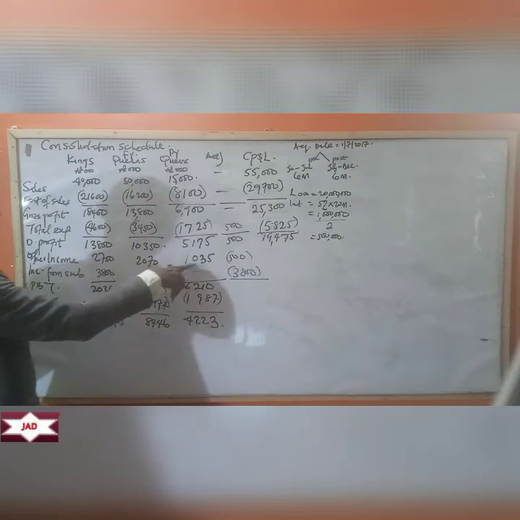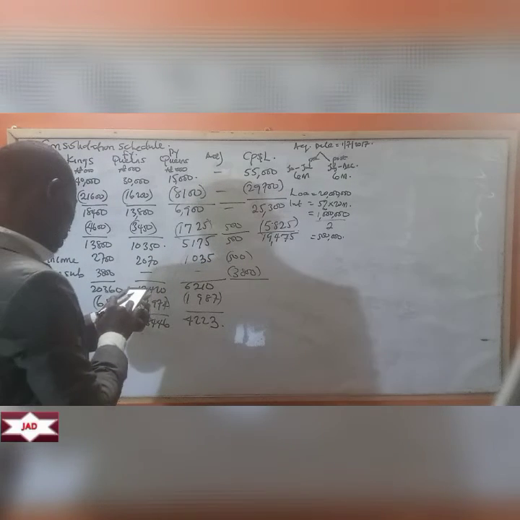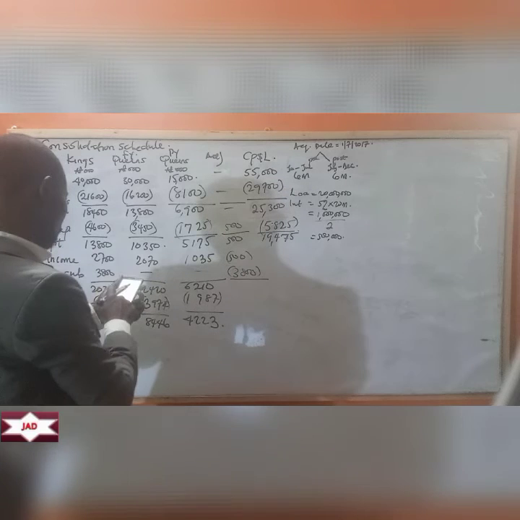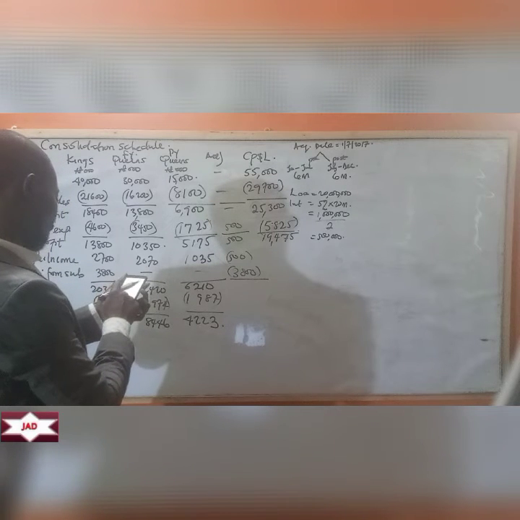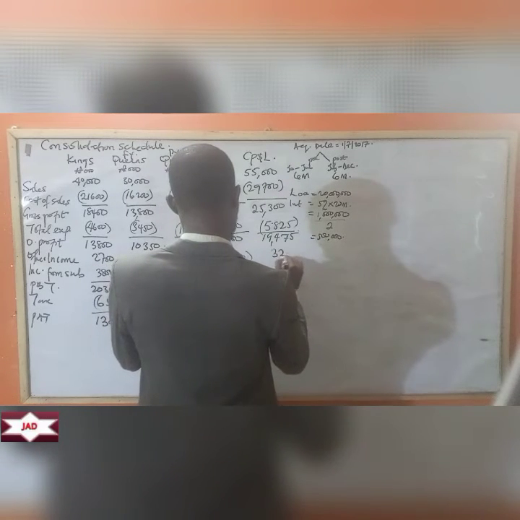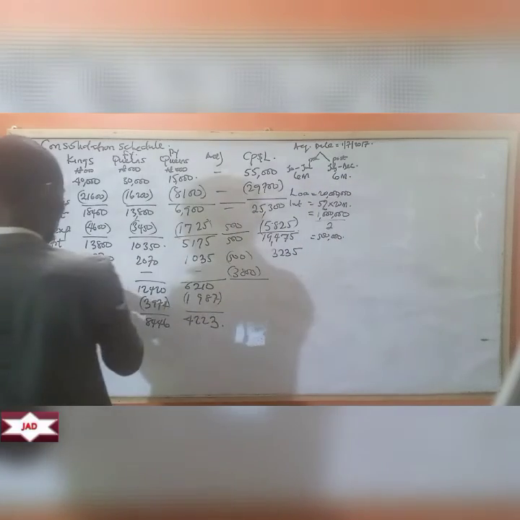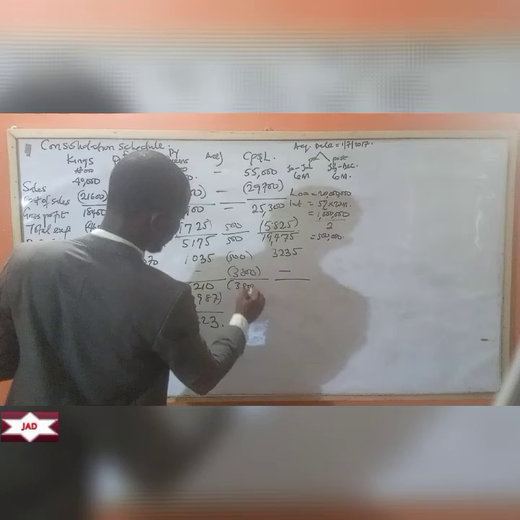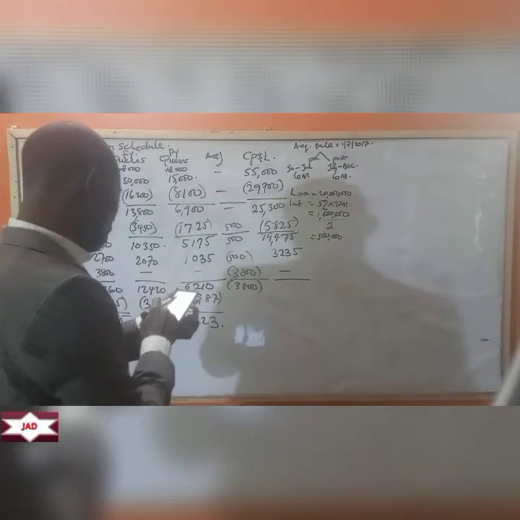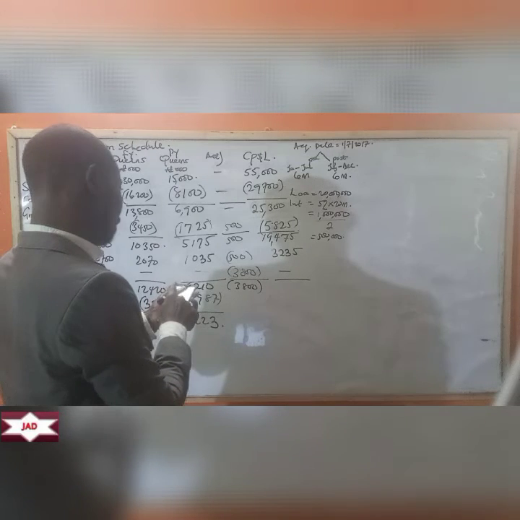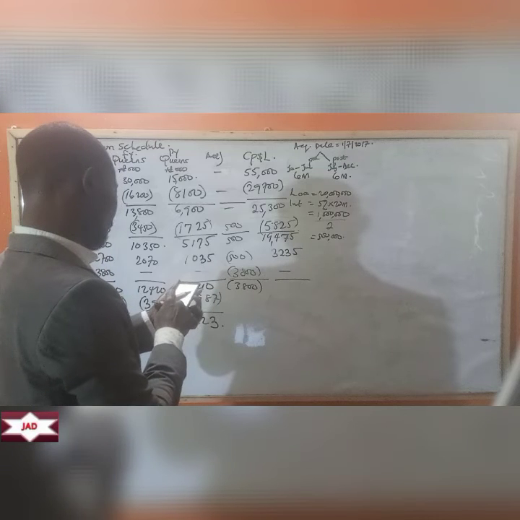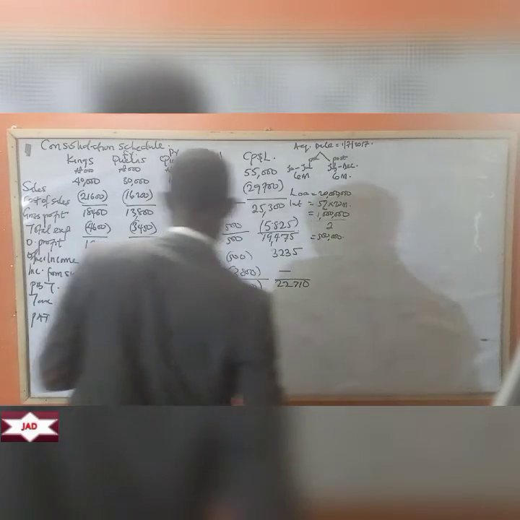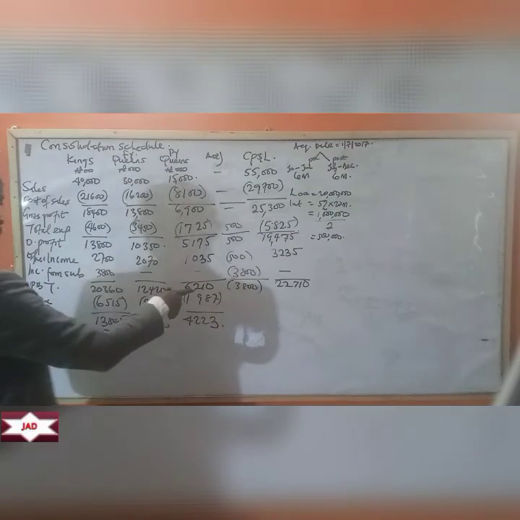So this is 2,700 plus 1,035 minus this. 2,700, okay, plus this, 1,035 minus 500. So we have 3,235, okay? So this here will be dash. So that means this will cancel. So what will come here will be 3,800. So let's go. What do we have here? We have 19,475 plus 3,235. That's what? 22,710. Okay, so when you check, it will be this plus this minus this.